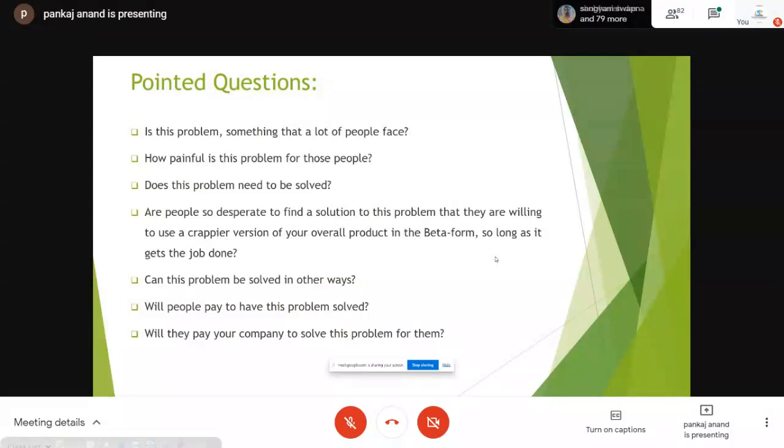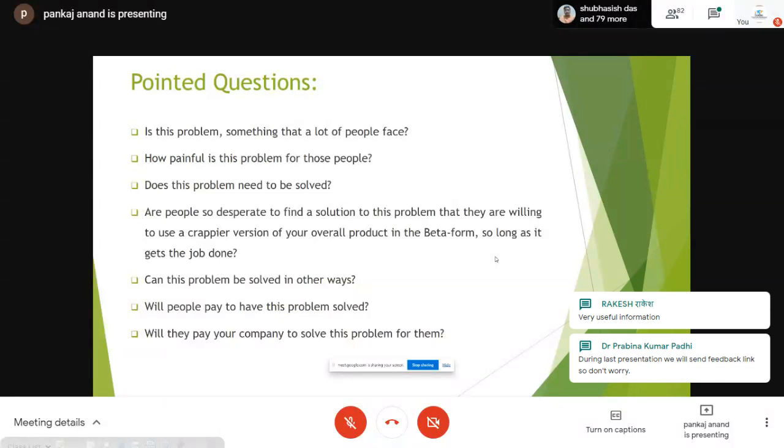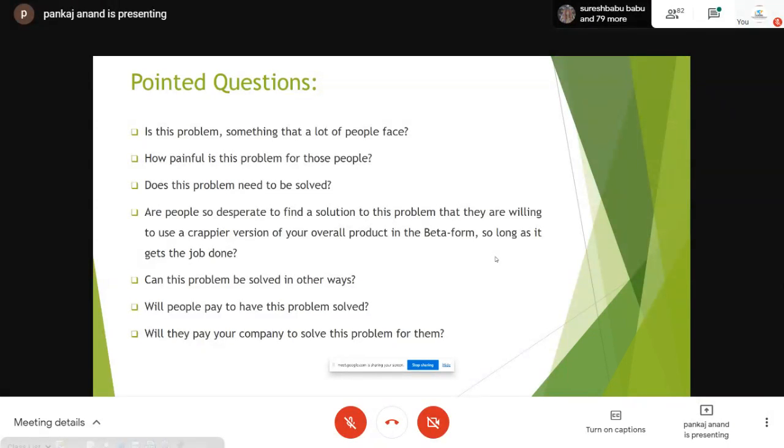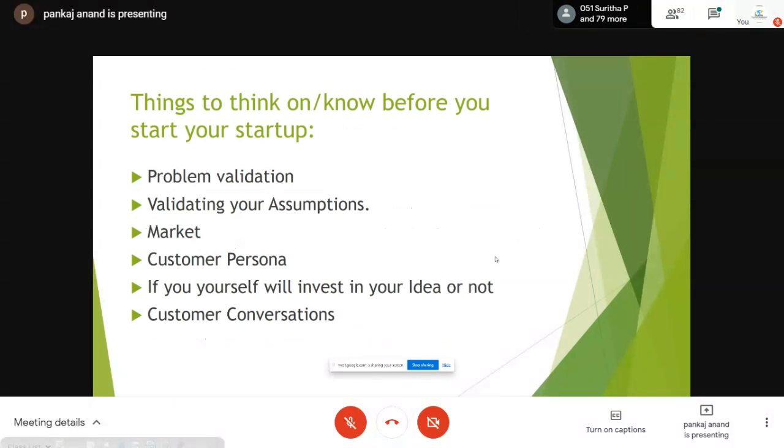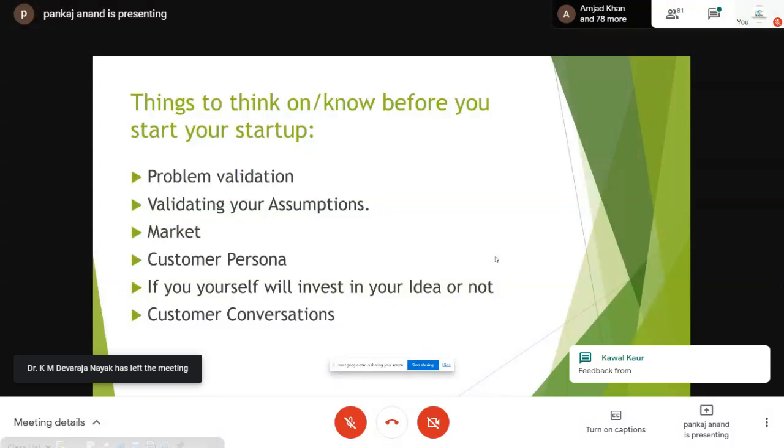As we had just discussed, a problem can be solved in many ways. So why should people pay you or your company to solve this problem for them? What is so unique about you or your company? So these are a few of the pointed questions that you need to brainstorm before going into your startup. These are also a few of the points that you need to think on, or need to know, before you start your startup. So these are a few of the points that you can actually brainstorm on.